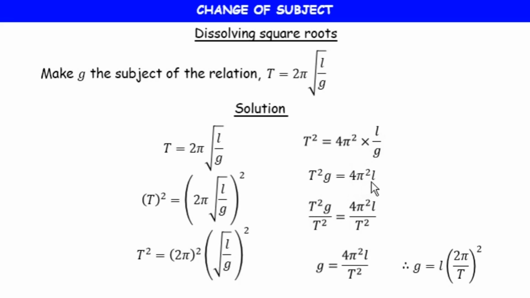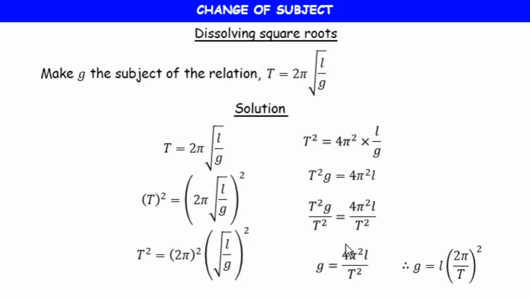So we want to make g the subject. So the next thing is divide both sides by t squared, because we don't need a t squared, we need only the g to stand alone. So we're going to have t squared g all over t squared is equal to 4 pi squared L all over t squared. So we have our g to be equal to 4 pi squared L all over t squared.